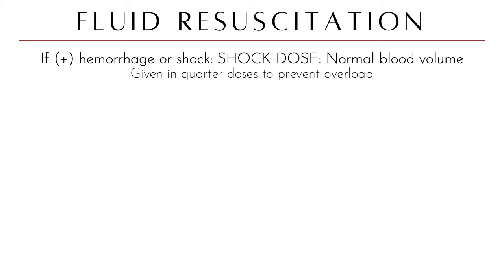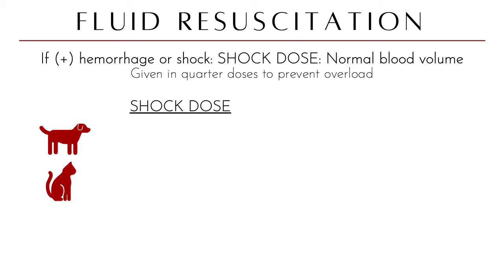Let me give you a graphic, right? You have a dog and a cat. The shock dose for these animals would be, for dogs, that would be 90 mL per kilo, all right? That is the total blood volume they have, all right? For cats, that's 60 mL per kilo, all right?